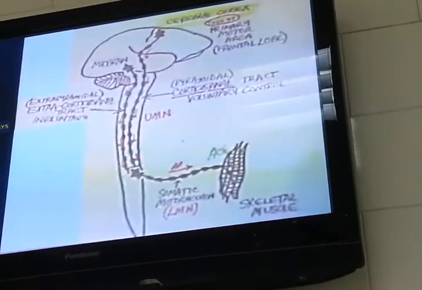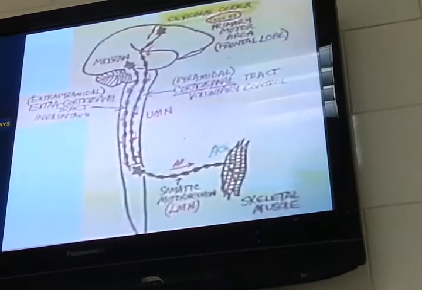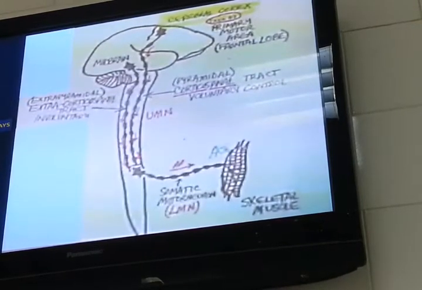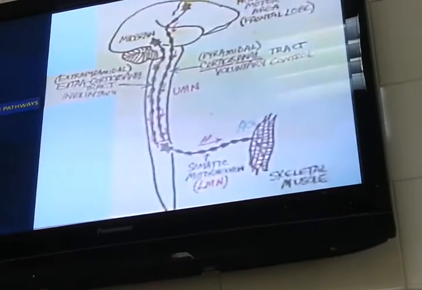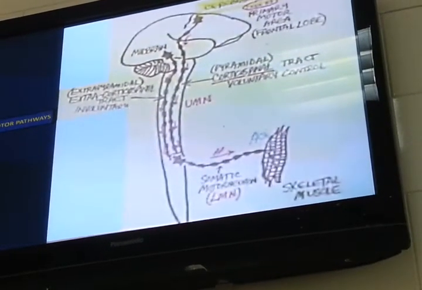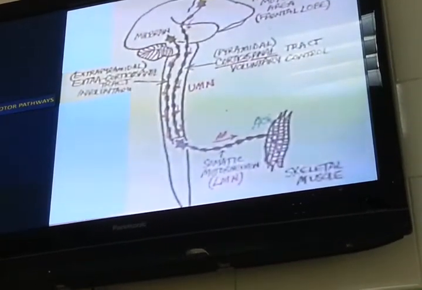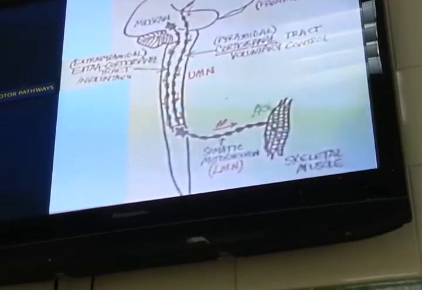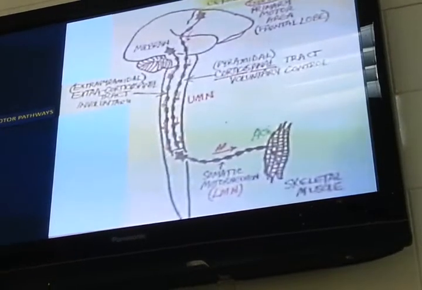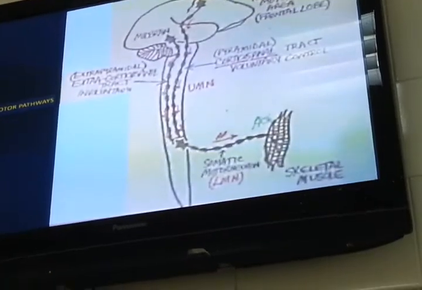Now, what are the differences between them? You can see the chain of neurons. The neuron which originates from the cortex goes to the spinal cord and synapses with a second neuron. This neuron is called the upper motor neuron. The upper motor neuron means the neuron starts from the brain to the spinal cord and synapses with another neuron. This other neuron is called the somatic motor neuron, or in other words, the lower motor neuron.